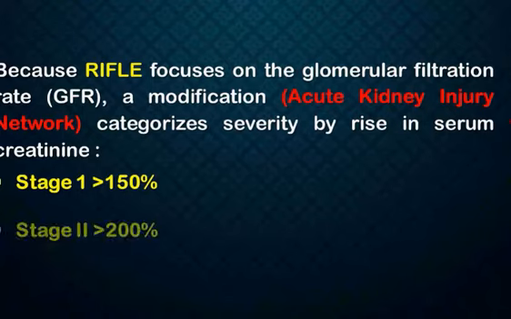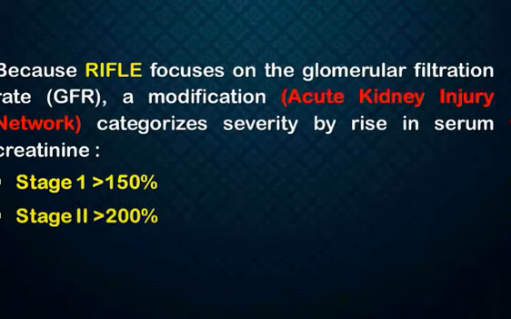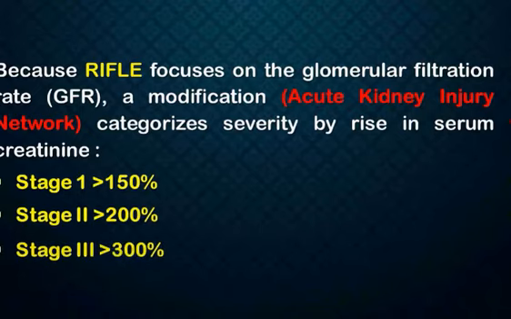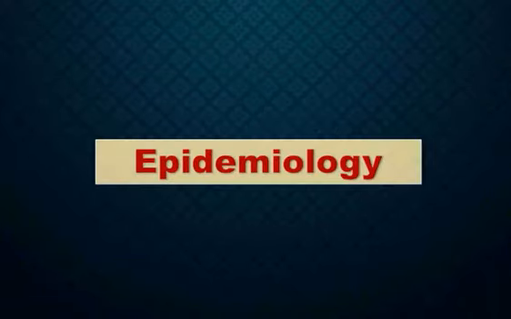Stage 2, when the rise is more than 200%. This means 2 folds and more. And stage 3, when the rise in the serum creatinine is more than 300%, or in other words, more than 3 folds of the normal serum creatinine. This is how we define and put a staging and a classification for the acute kidney injury.